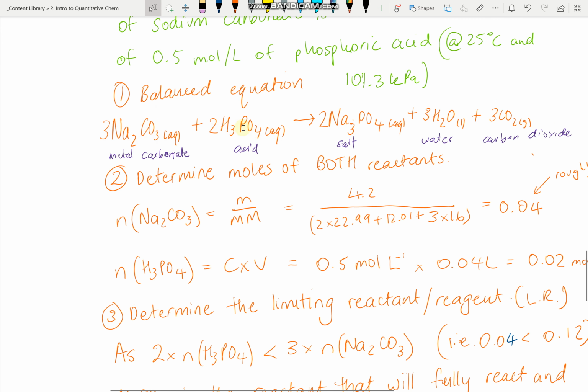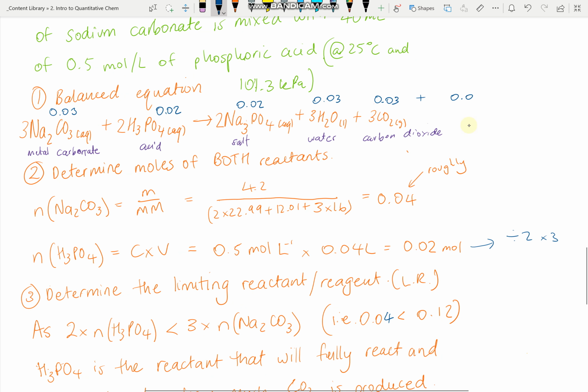And so this is the one I want to focus on, because he's going to tell me how much do I make of that, and how much do I make of that, and how much do I make of that. And as a quick shortcut, if he fully reacts, because he's a 2 to 2 ratio, that's how much I'm going to produce in terms of that. I'm going to produce 2% of a mole of sodium phosphate. It'll be 0.03 and 0.03. This is how much is going to react. And if you really want to get technical, I'm going to have 0.01 left over of sodium carbonate.